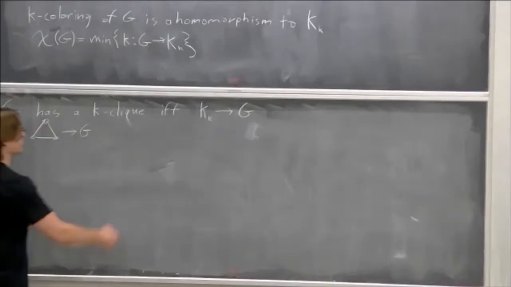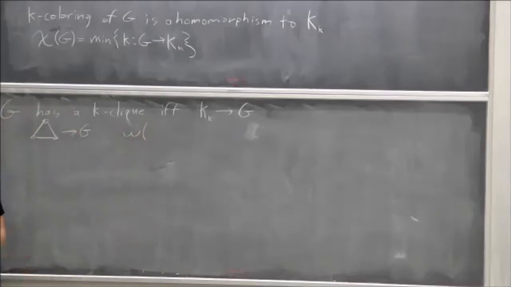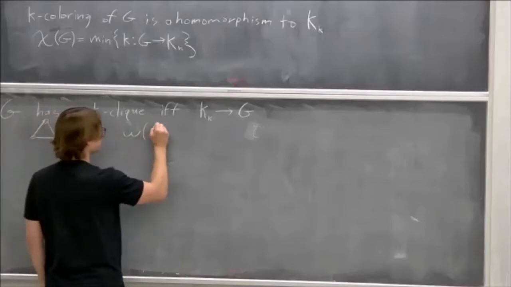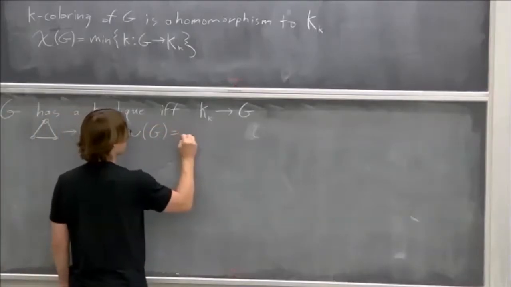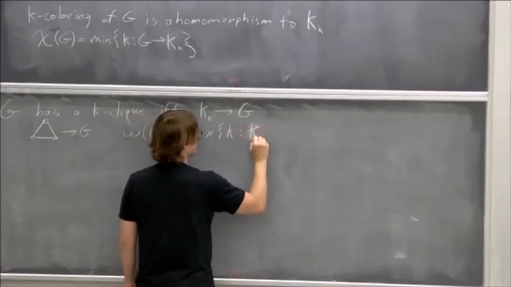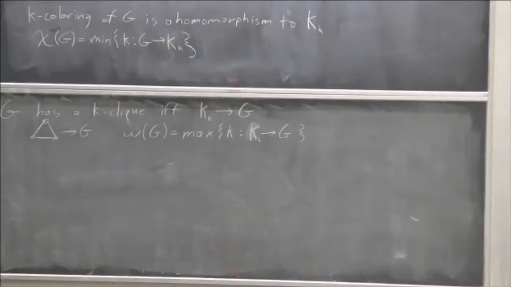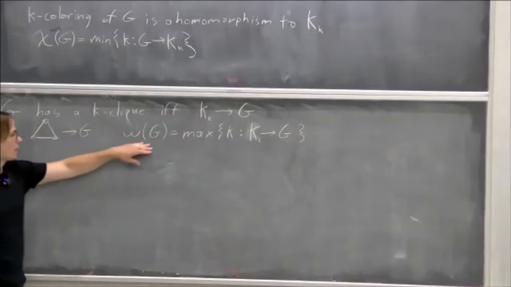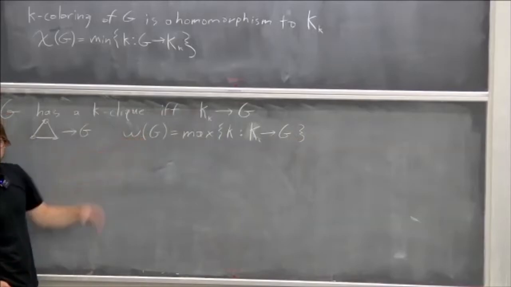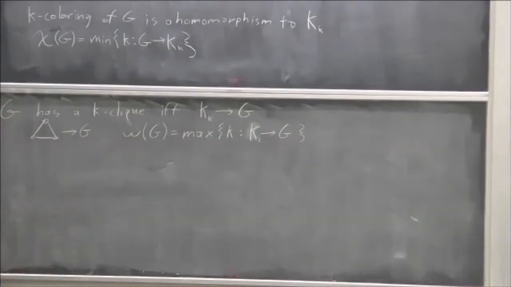Okay, and then again, I can define the clique number, right? This is the size of the largest clique in your graph. I can define that in terms of homomorphisms. Now it's the max k such that K_k has a homomorphism to G. These are the two main graph parameters that we're going to be working with. While also taking the complement, we can get the independence number of a graph, right? If I take a clique in the complement of a graph, it's the same thing as an independent set.